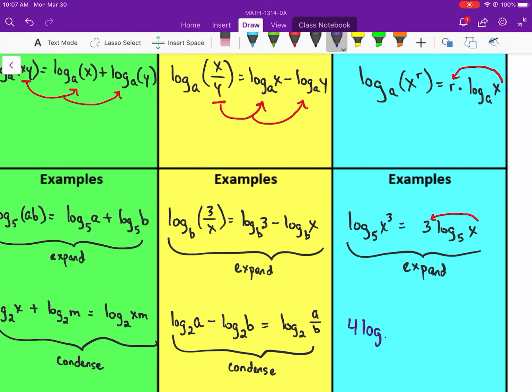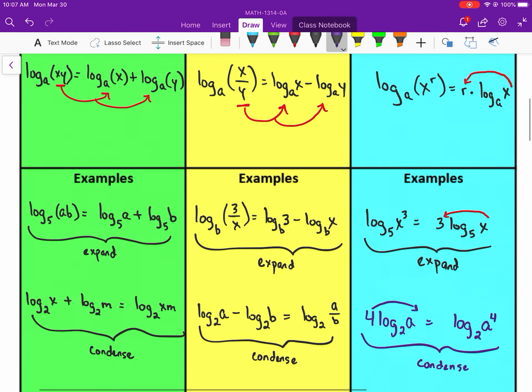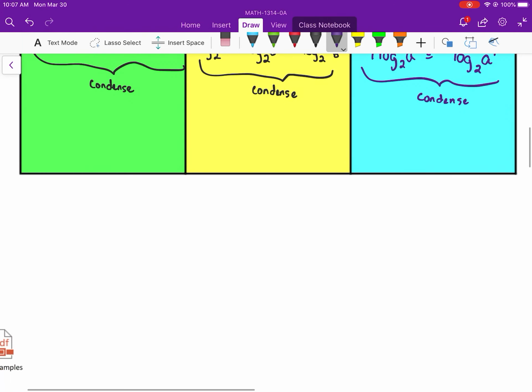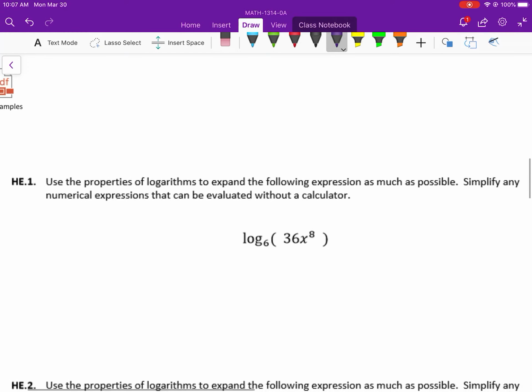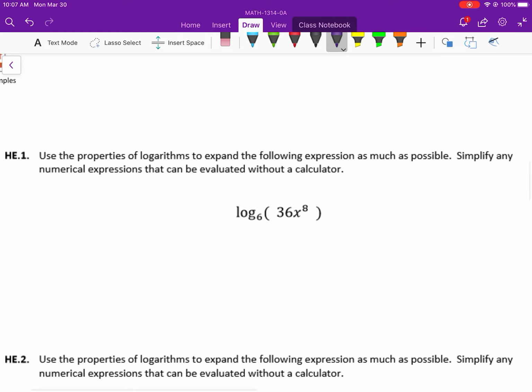All right, condensing would be the reverse of that. So for example, if I have 4 times log base 2 of A, it is going to equal log base 2 of A to the 4th power. This is considered condensing. That 4 again is being moved to the exponent for the letter A there. All right, so those are our 3 properties. Now, based on those 3 properties, let's work some examples here.